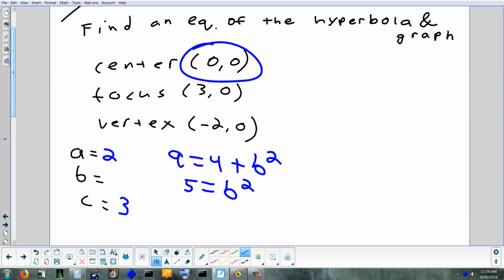So 5 equals B squared, and technically that's all you need, because B squared is what you're going to put in the denominator. If you really want to know B, it's the square root of 5. But we don't need it. Okay, so let's set up our equation.